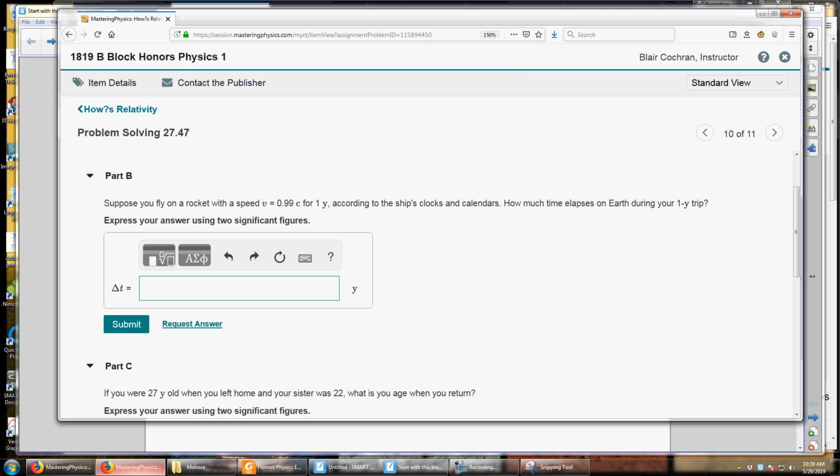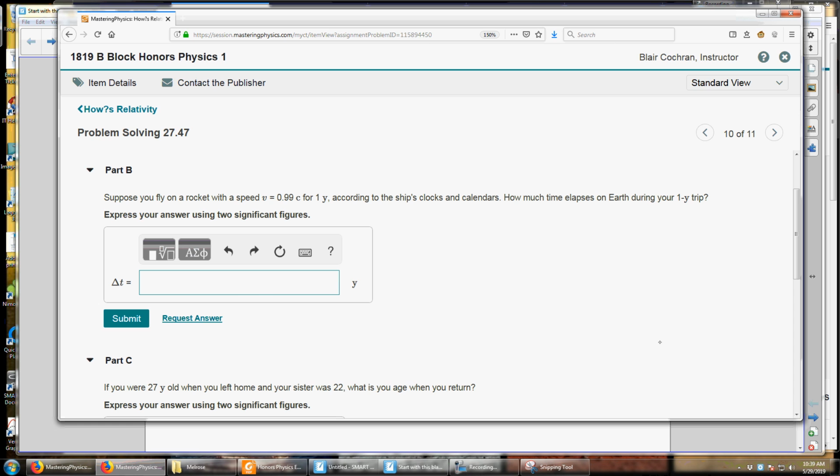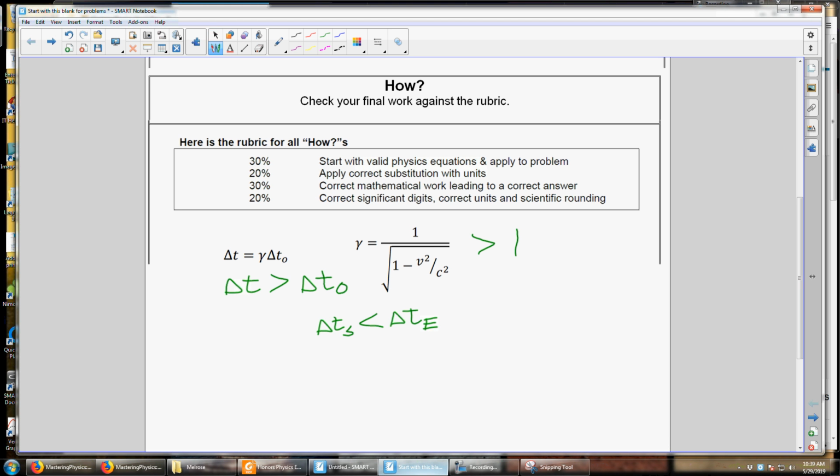So when I'm doing part B here, I'm looking for an Earth time that's greater than 1 year. For part B, my answer should be greater than 1. I use YR for year. They use just Y. I think it's clearer. So it should be greater than 1 year.